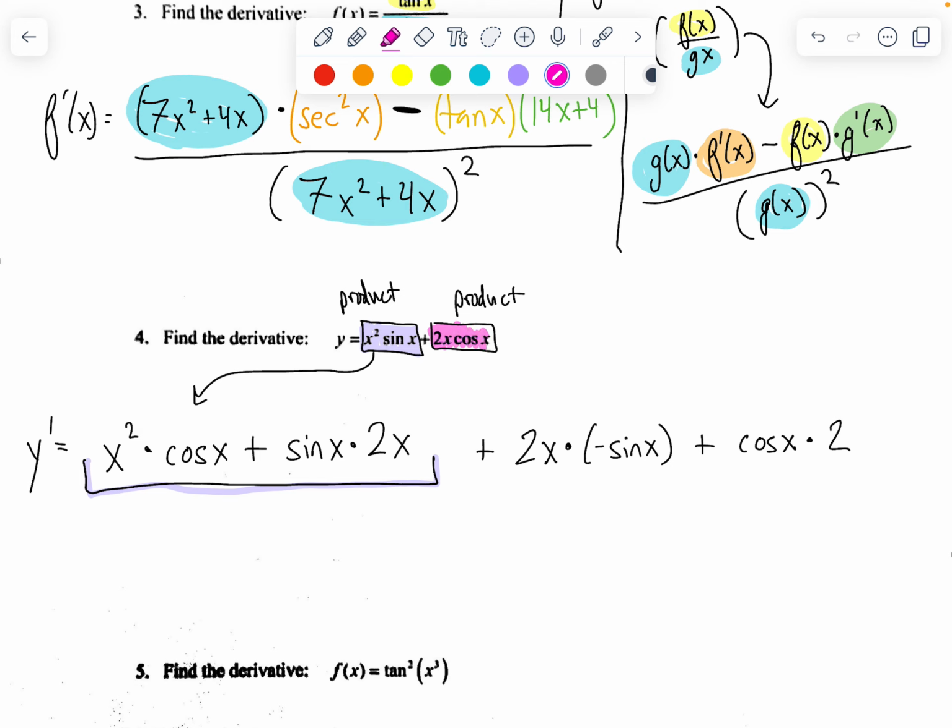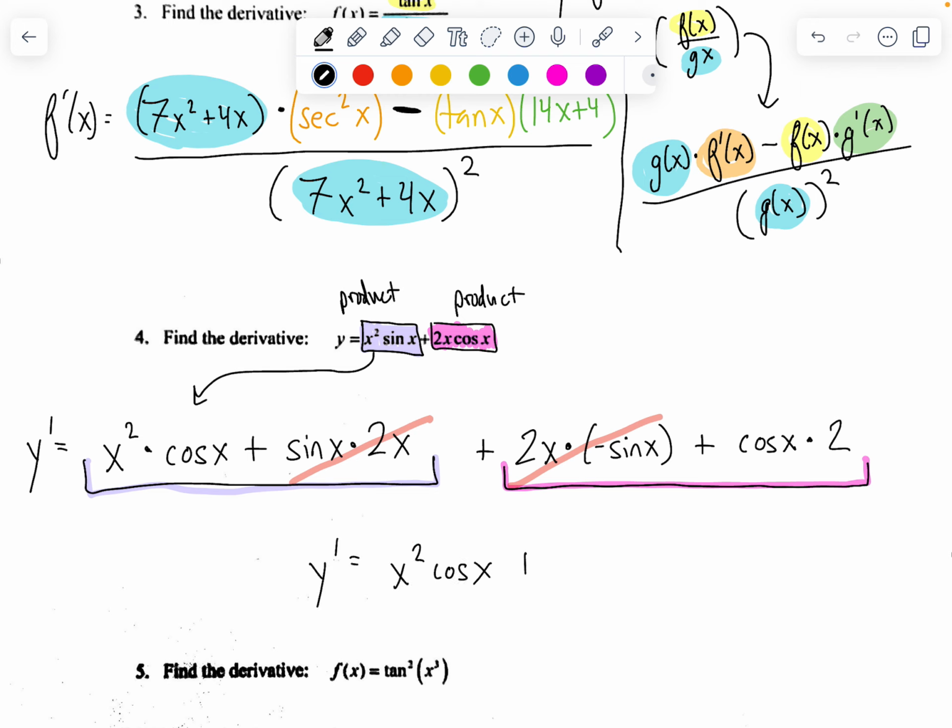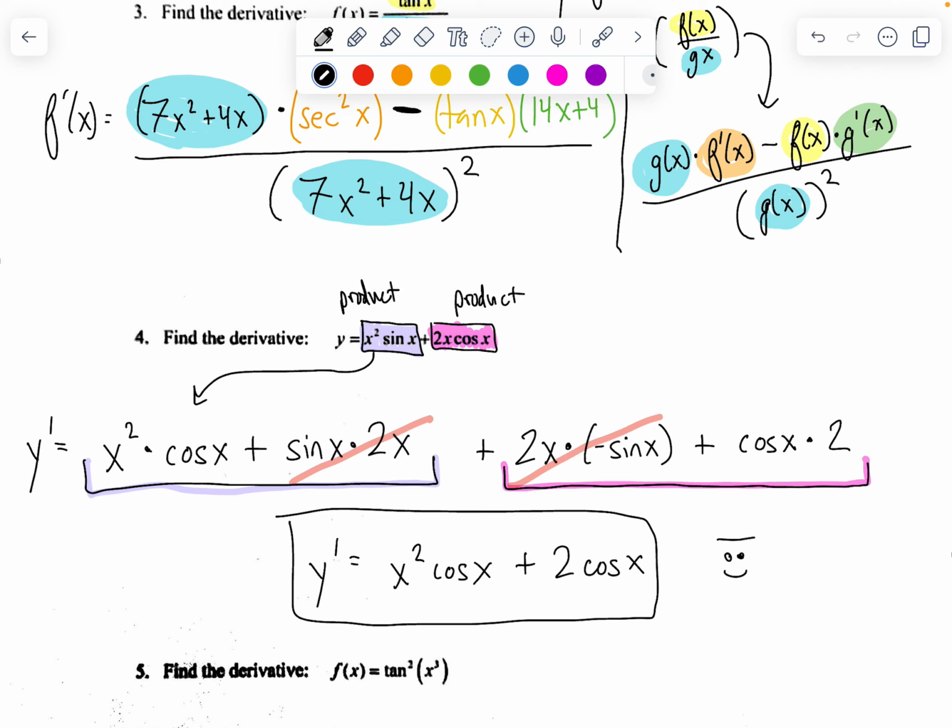Beautiful. So this pink part goes with this part. And really, guys, it's just the product rule two separate times. So the product rule of the first part plus the product rule of the second part, because I had a plus in the middle. And luckily, this is gorgeous because some things cancel out. Sine of x times 2x and 2x times negative sine of x. Positives and negatives cancel out. And my derivative is going to be x squared cosine x plus 2 cosine x. They don't really combine. There's your answer, and life is beautiful. That one is so much fun.